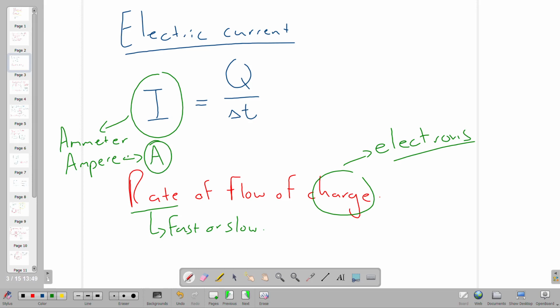Alright, so current is equal to charge, in coulomb, per change in time, in second. But these two units aren't that important. You must just focus on your current, and that it's charge over change in time. Alright, so it's how fast does my charge flow through my circuit.